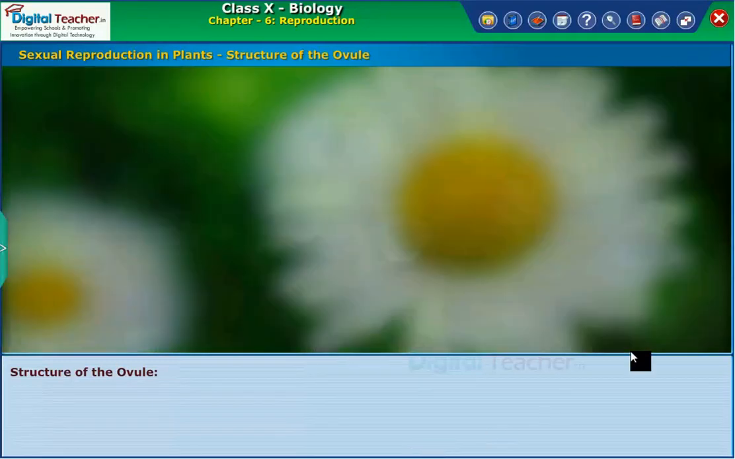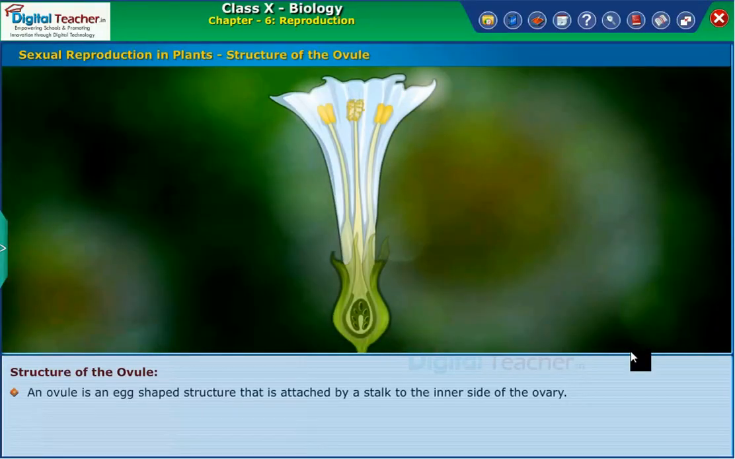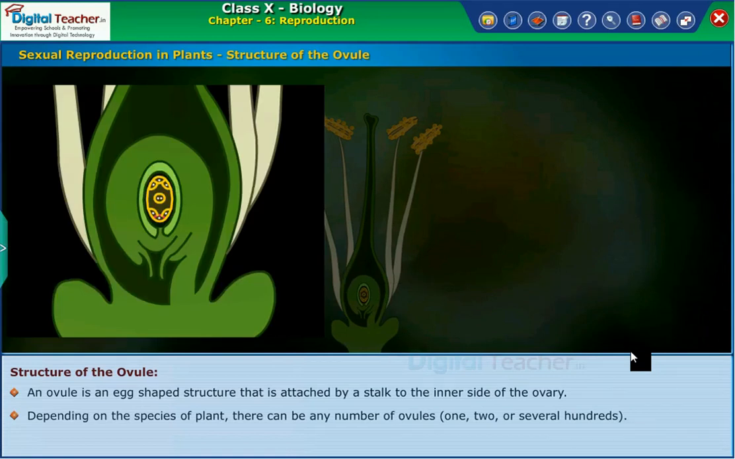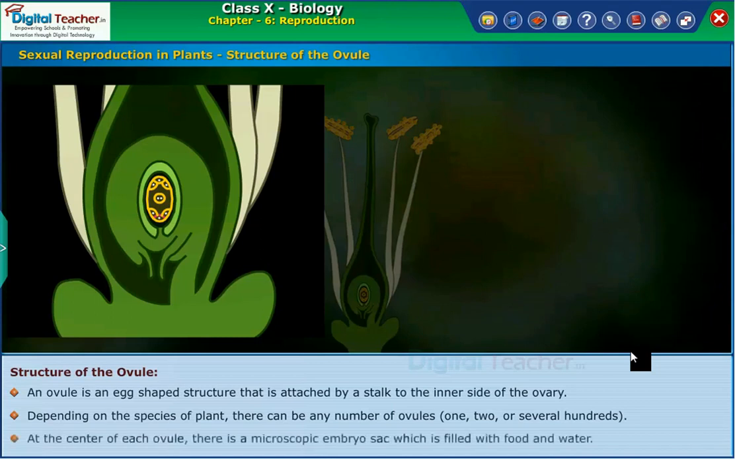Structure of the ovule. An ovule is an egg-shaped structure that is attached by a stalk to the inner side of the ovary. Depending on the species of plant, there can be any number of ovules: 1, 2, or several hundreds. At the center of each ovule, there is a microscopic embryo sac which is filled with food and water.